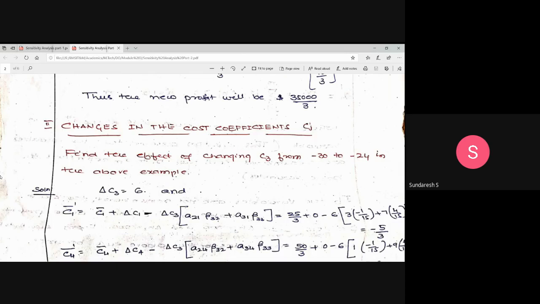How much is the change? Minus 30 to minus 24 means 6 has been added to minus 30, hence it has become minus 24. So we can get delta C3, the change in the cost coefficient value. Initially it was minus 30; minus 24 minus of minus 30 will become plus 30 minus 24, which is 6. So the difference between the older value and the newer value is plus 6. This is the first thing you are supposed to get.